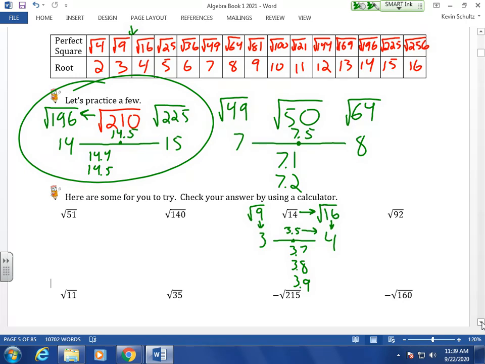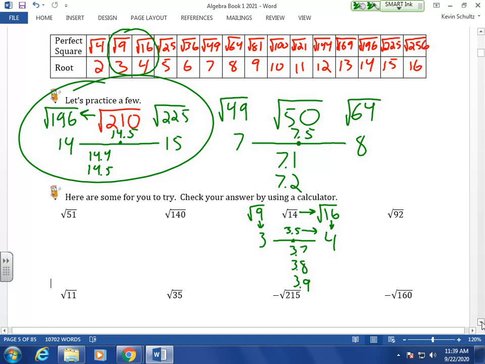Kind of like what we have up here. There we go. Because it's between root 9 and root 16, our value is going to be somewhere between 3 and 4. And that's the decimal that we're trying to estimate.